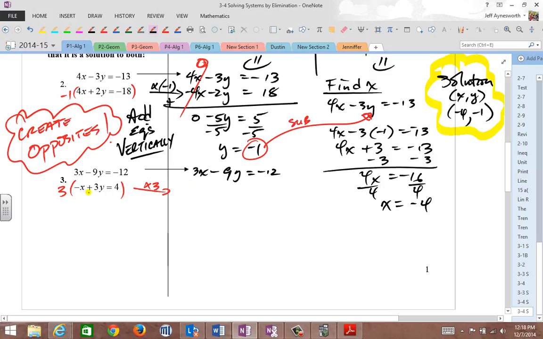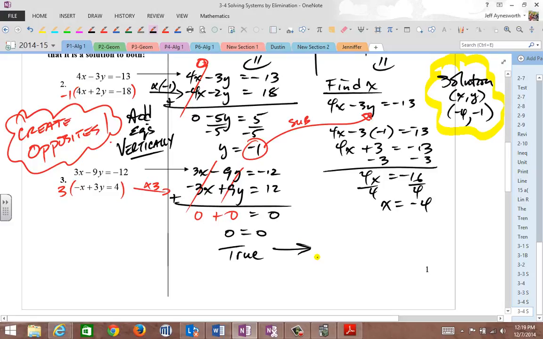Multiply each term, all three terms, by 3 here. So you get a negative 3x. 3 times 3y is 9y. And right here, 3 times 4, well, that's 12. Okay, add vertically. Okay, and we got a 0 here, and that equals 0. So 0 equals 0. That's obviously a true statement, but what in the world does that mean?